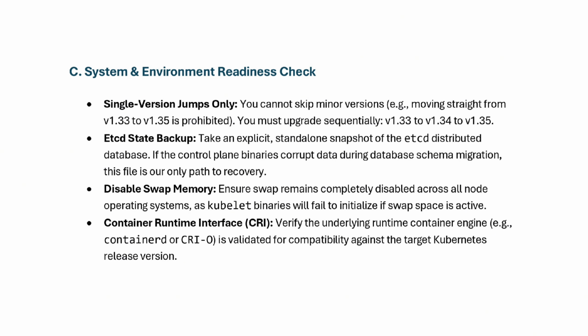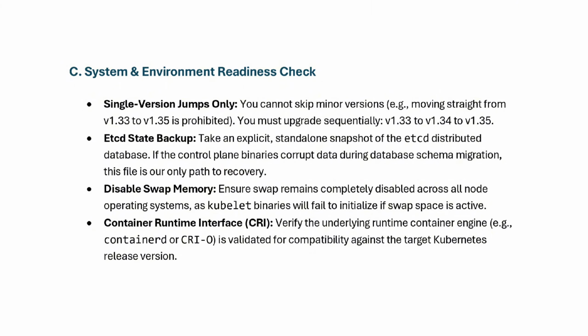C, system and environment readiness check: single version jump only. You cannot skip minor versions, for example moving straight from version 1.33 to 1.35, that is prohibited. You must upgrade sequentially, that is version 1.33 to version 1.34 to version 1.35.